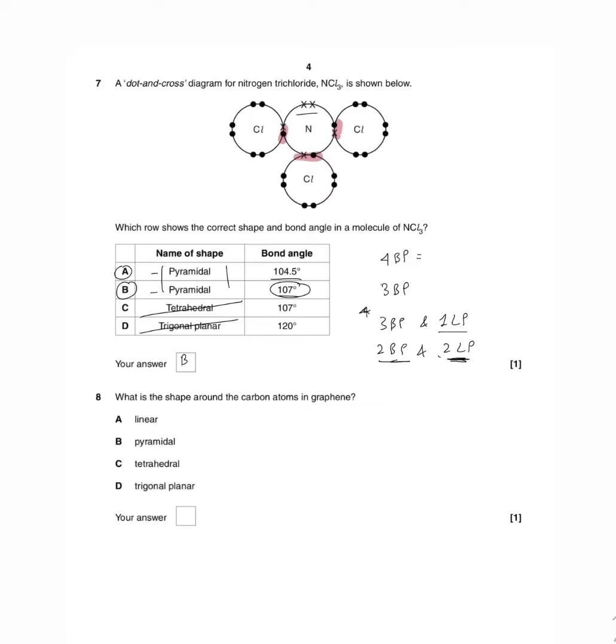And so question 8 is, what is the shape around the carbon atoms in graphene? Right, graphene has the same shape as graphite, and so this is how it looks. But you should know these bonds repel just as much as these. So they are actually equal, repelling only 120 degrees. And so it would be trigonal planar, and D would be the answer.